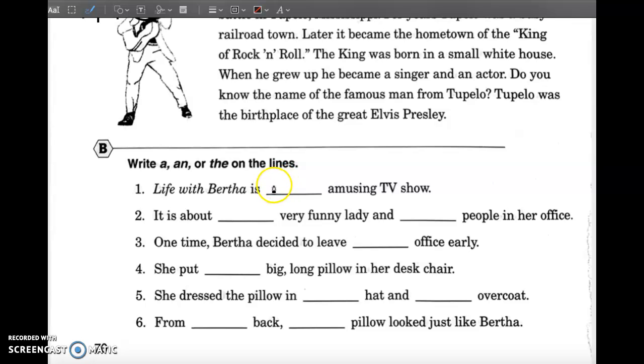What do you think, guys? Look at the first letter here. If you said an, you're right, because this letter is a vowel. So in that case, we use an. So in our line here, you write the word an. Okay, keep on going through and filling out the rest.